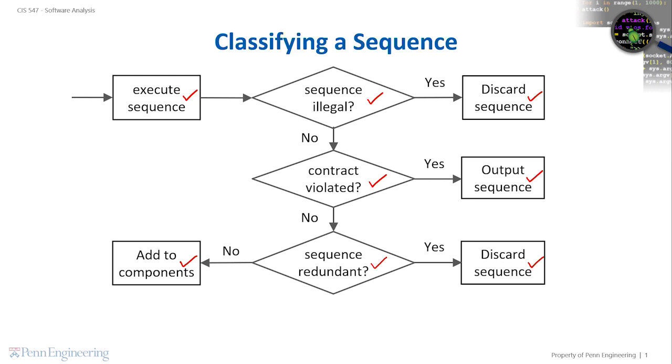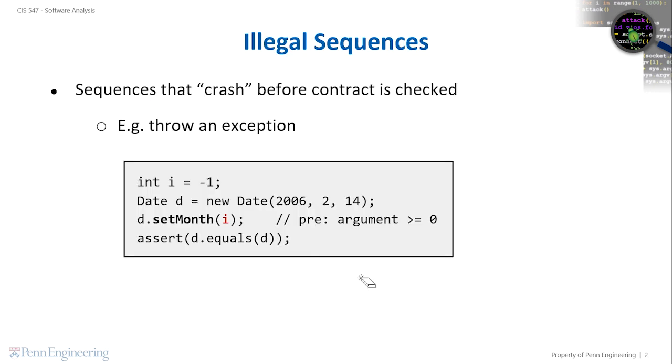Let's elaborate a bit more on how Randoop decides whether a sequence is illegal and whether a sequence is redundant. An illegal sequence is one that crashes before the contract at the end of the sequence is checked, for example, by throwing an exception. Intuitively, an illegal sequence is one which violates some precondition during execution. Here is an example of an illegal sequence.